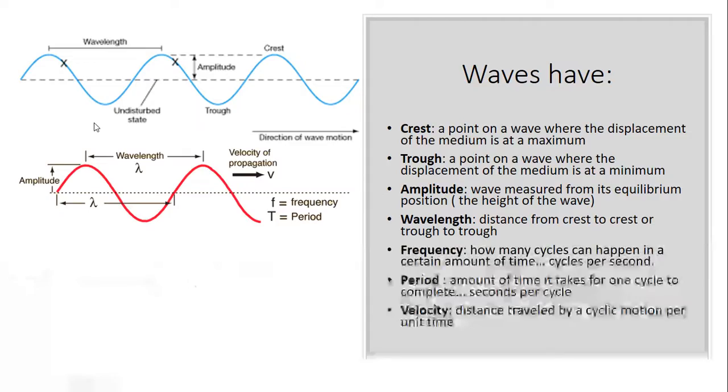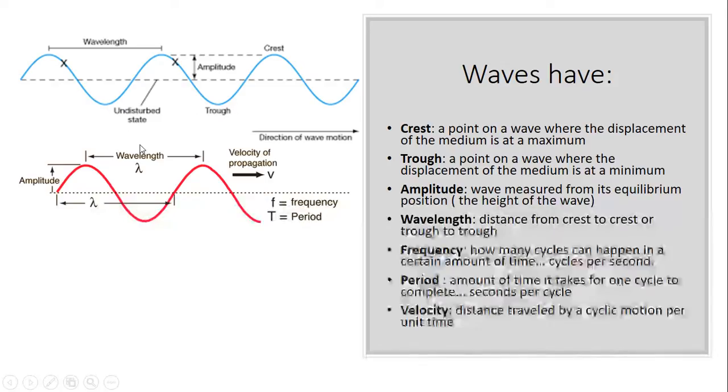Now let's look at the parts of a wave. A wave has a crest, which is a point on a wave where the displacement of the medium is at a maximum. This is the crest. And waves also have a trough, which is a point on a wave where the displacement of the medium is at a minimum. This is the trough.